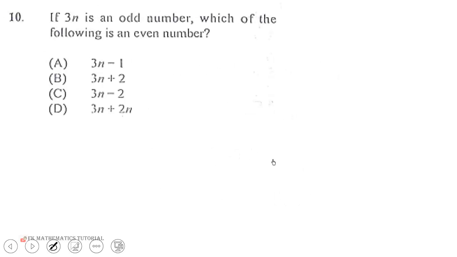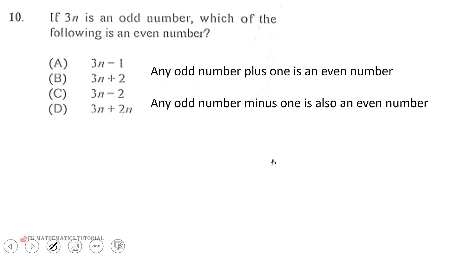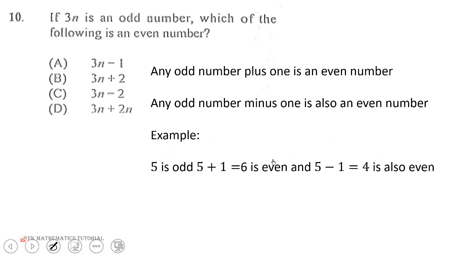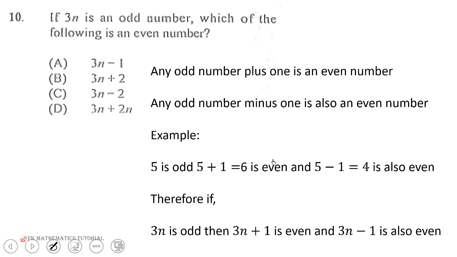Question 10. If 3n is an odd number, which of the following is an even number? Any odd number plus 1 is an even number, and any odd number minus 1 is also an even number. For example, 5 is odd, 5 plus 1 will be 6, and that is even, and 5 minus 1 will be 4, which is also even. Therefore, 3n plus 1 and 3n minus 1 will be even, given that 3n is odd, and we have only 3n minus 1 here, so we pick that one.